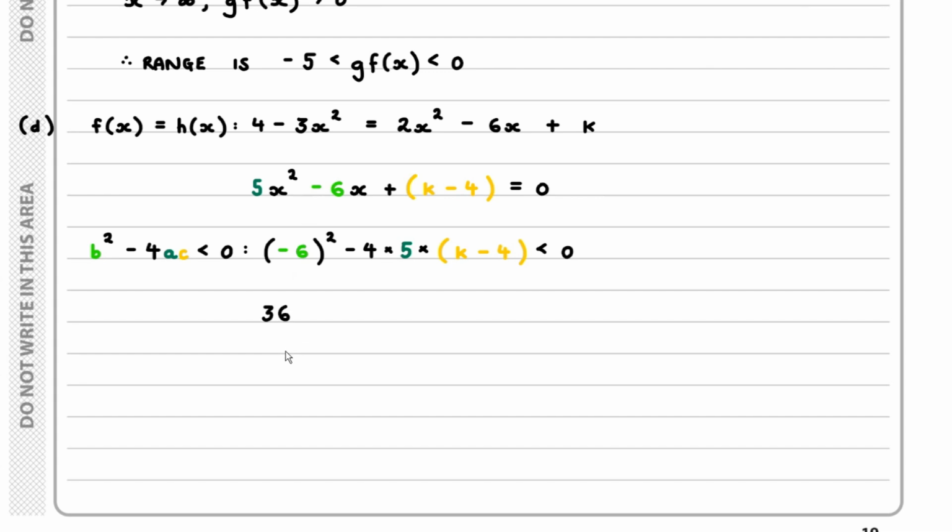So negative 6 squared, that's 36. Then we have negative 4 times 5 times k, that's negative 20k. Then we have negative 4 times 5 times negative 4, that's positive 80. So 36 subtract 20k plus 80 is less than 0. If I rearrange, we have 116 is less than 20k, meaning k is greater than 5.8.